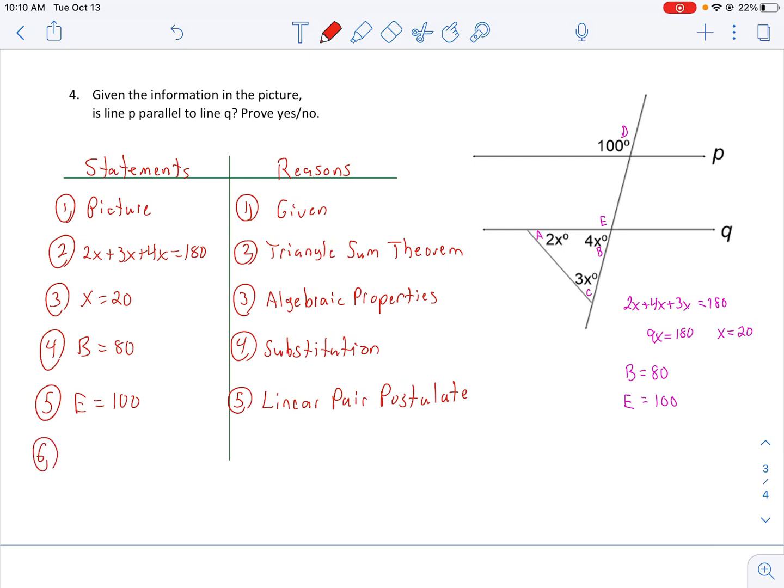And then finally, that proves that P is parallel to Q. And that is because we showed that corresponding angles are congruent. So it's the corresponding angles converse. And that's it.